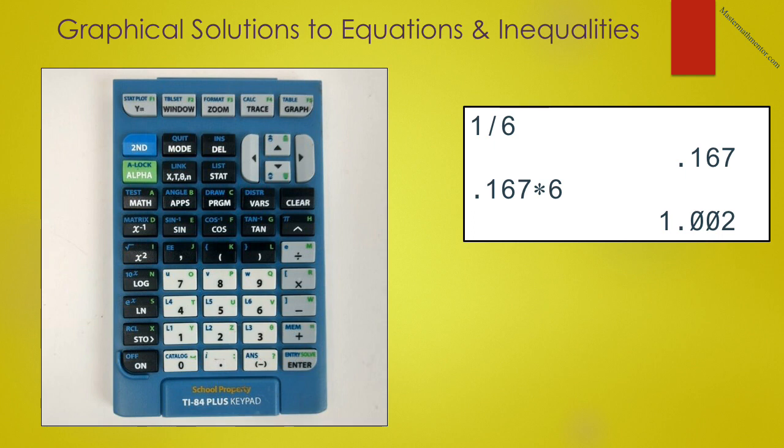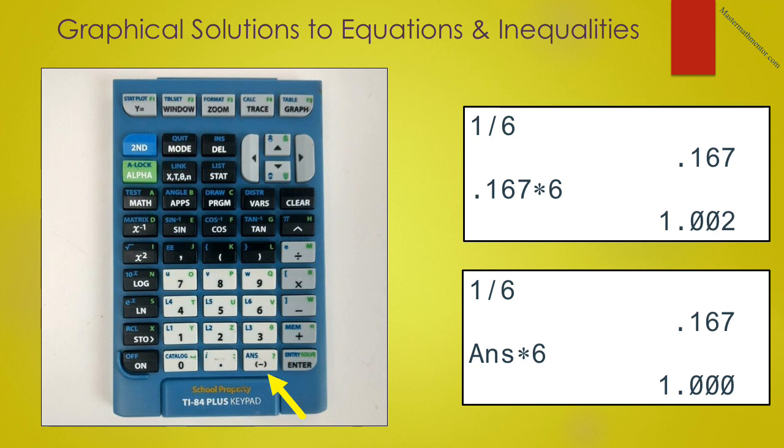The reason is that we are not actually multiplying 6 times 1/6. We're multiplying 6 times 0.167. We rounded 1/6 to 0.167 to 3 decimal places. This is a rounding error, and we end up getting 1.002.